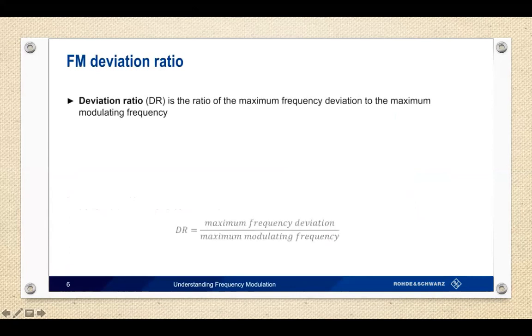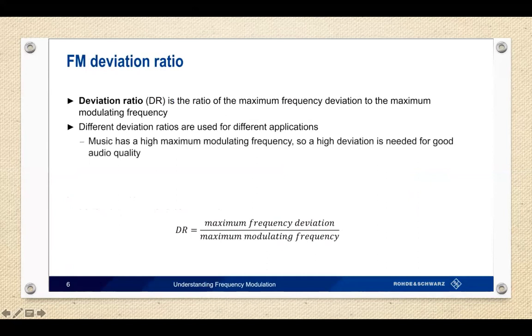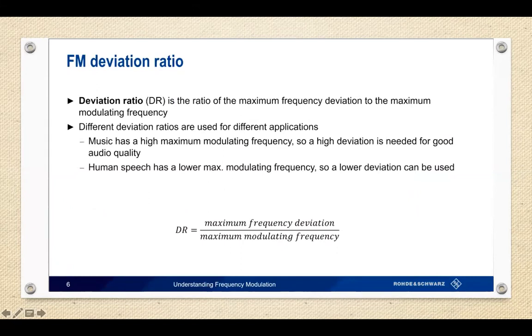Deviation ratio is the ratio of the maximum frequency deviation to the maximum modulating frequency. The deviation ratio will be different depending on the application. For example, music has a relatively high maximum modulating frequency, and this in turn requires a relatively high frequency deviation if we want good audio quality. On the other hand, normal human speech has a lower maximum modulating frequency, so we can use a lower deviation and still have intelligible signals. Deviation ratio is often used to group FM signals into two general categories: wideband FM, which has a deviation ratio of greater than 1, and narrowband FM, which has a deviation ratio of less than 1.